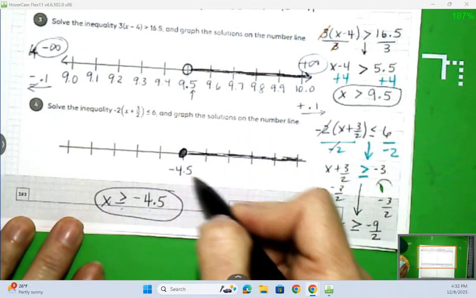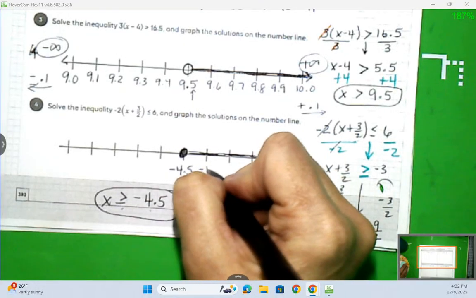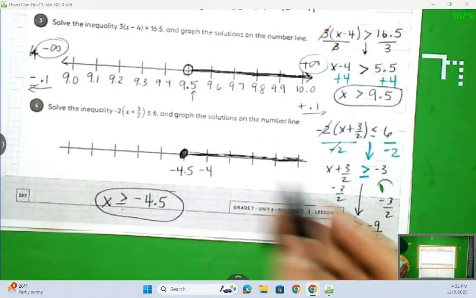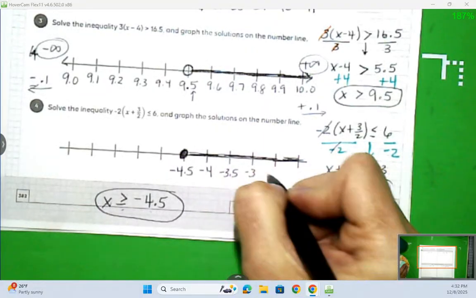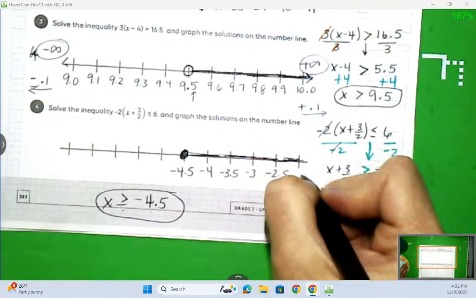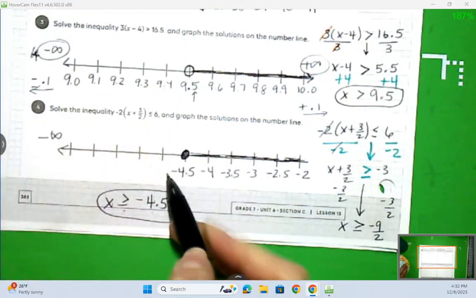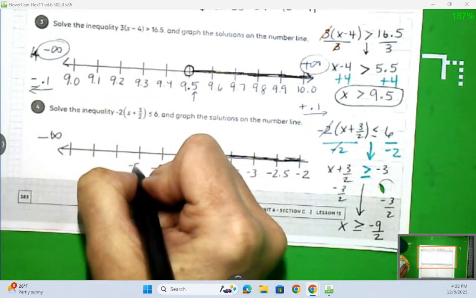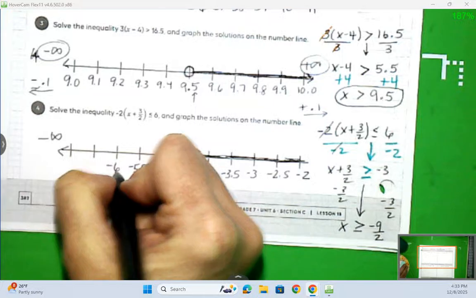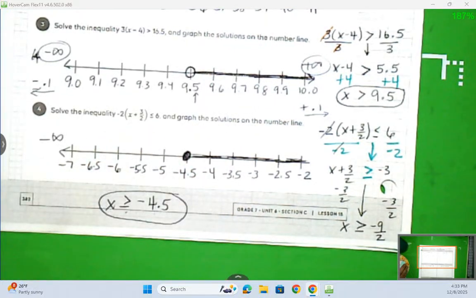And this time I will go by halves. So this is negative 4.5. This will be negative 4 because I'm getting larger. This will be negative 3.5. This will be negative 3. Negative 2.5, negative 2. In the negative direction, or where it's less, I'm going to go to negative 5, negative 5.5, negative 6, negative 6.5, negative 7. Again, ordering my number line correctly.